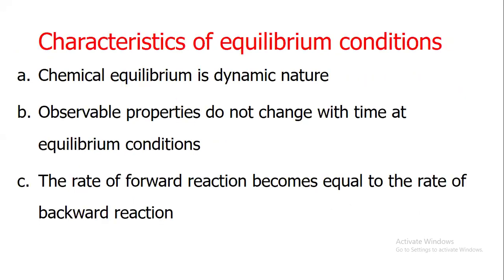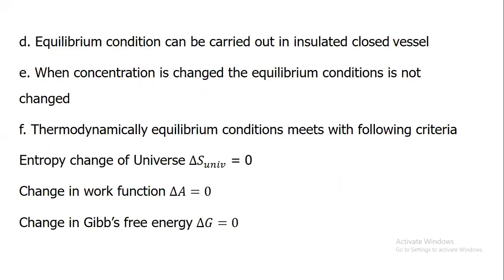Characteristics of the equilibrium condition: chemical equilibrium is dynamic in nature, and observable properties do not change with time at equilibrium condition. The rate of forward reaction becomes equal to the rate of backward reaction. Equilibrium condition can be carried out in an insulated closed vessel. Thermodynamically, equilibrium condition meets the following criteria: entropy change of universe, delta S universe equal to 0, change in work function, delta A equal to 0, change in Gibbs energy, delta G equal to 0.